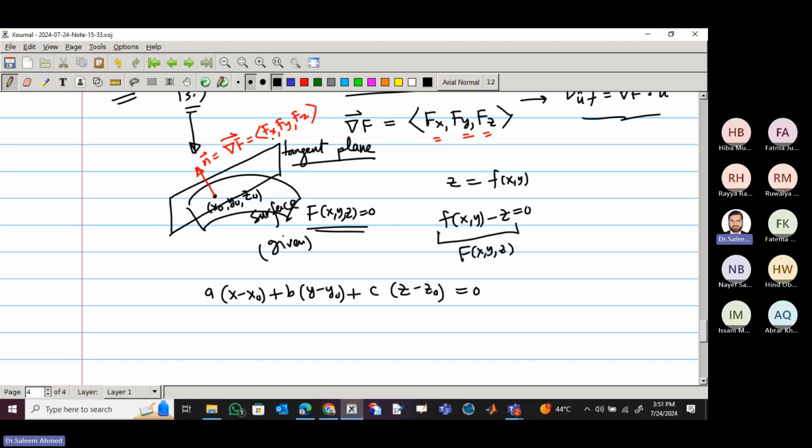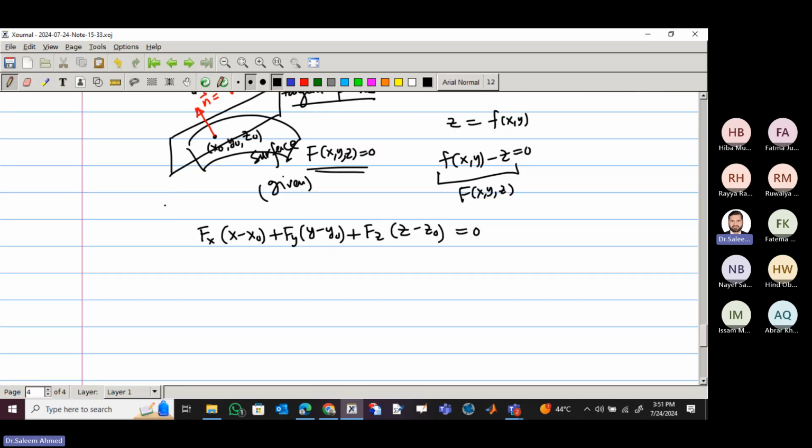But now my normal vector a, b, c is given by fx, fy, fz. So I just replace these by fx, fy, fz, where fx, fy, fz are calculated at a point. Always remember, these are not variables. These are calculated at point P: x naught, y naught, z naught.